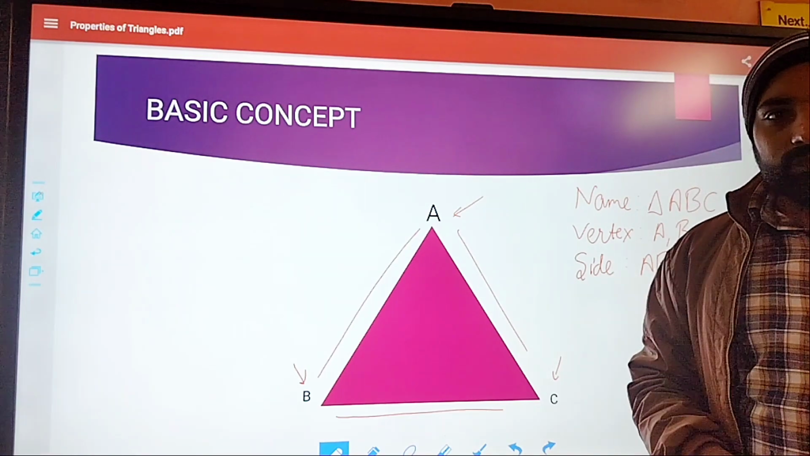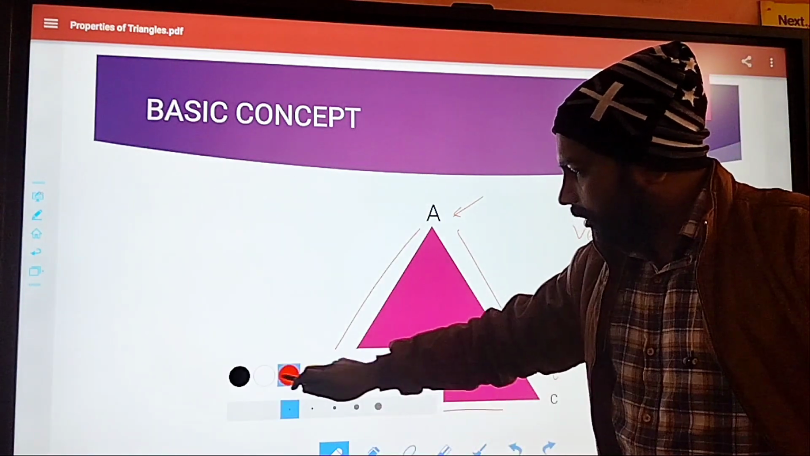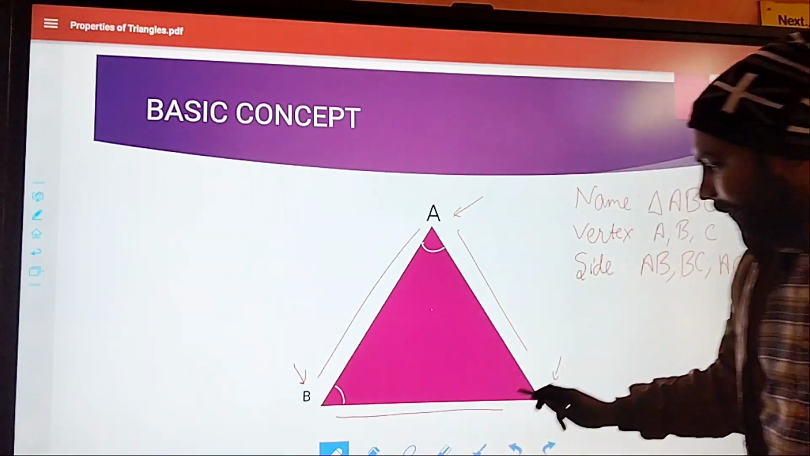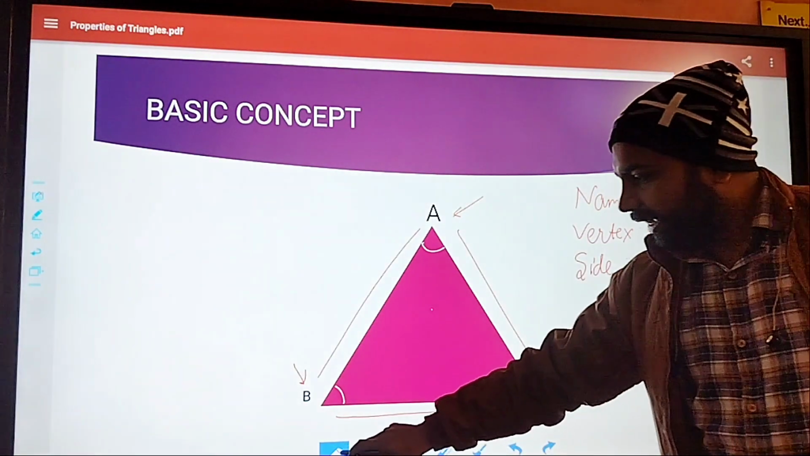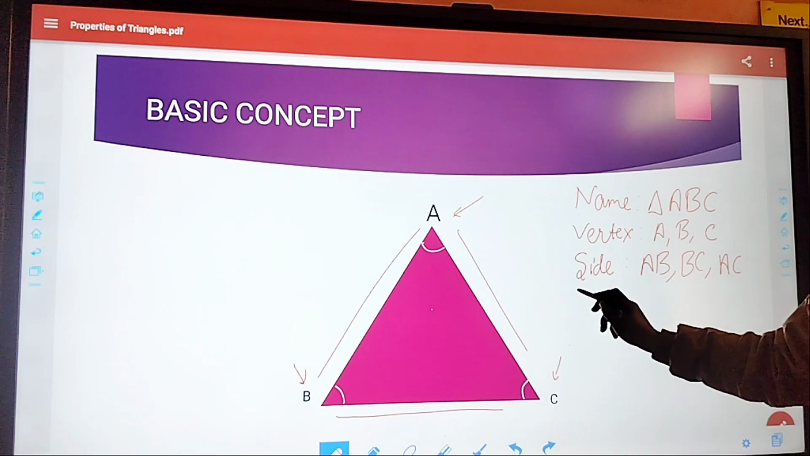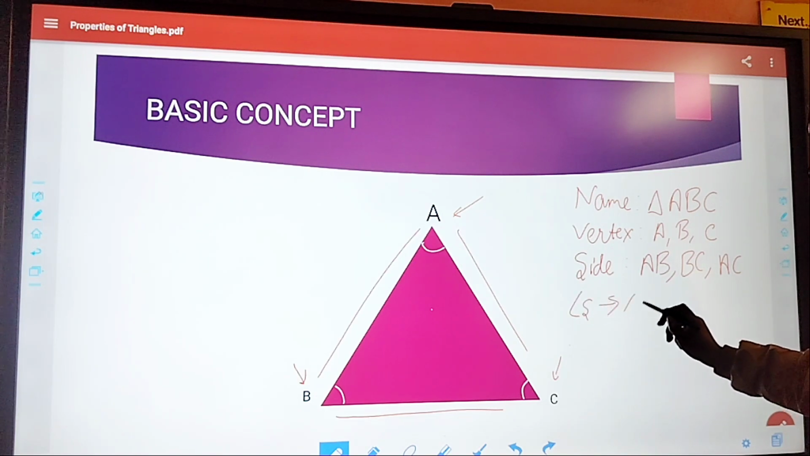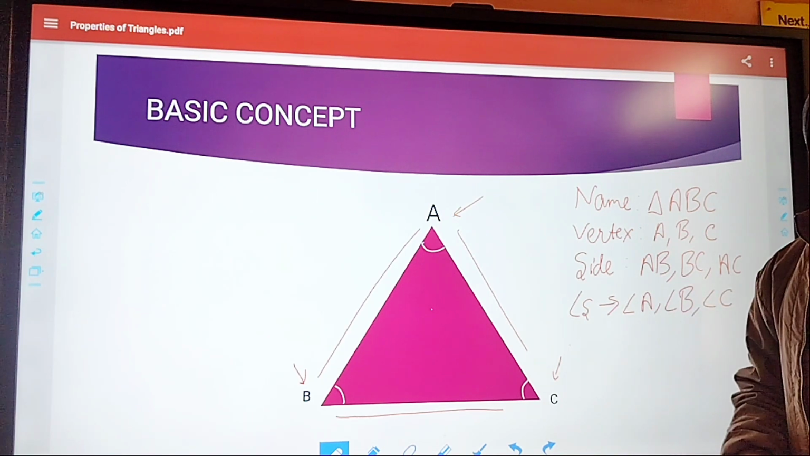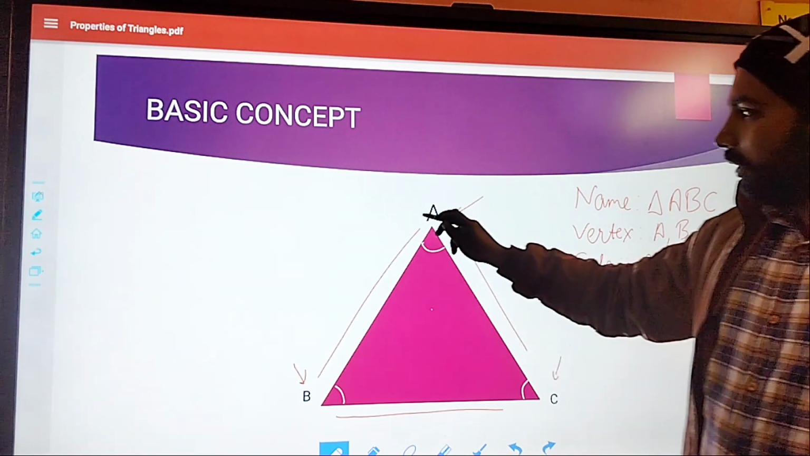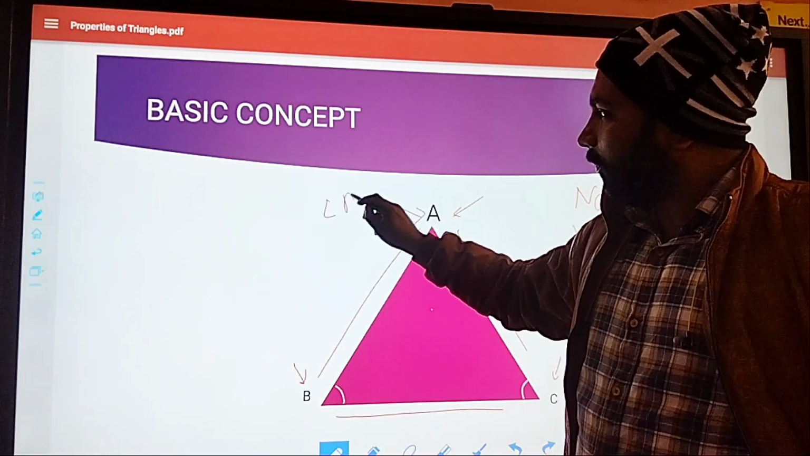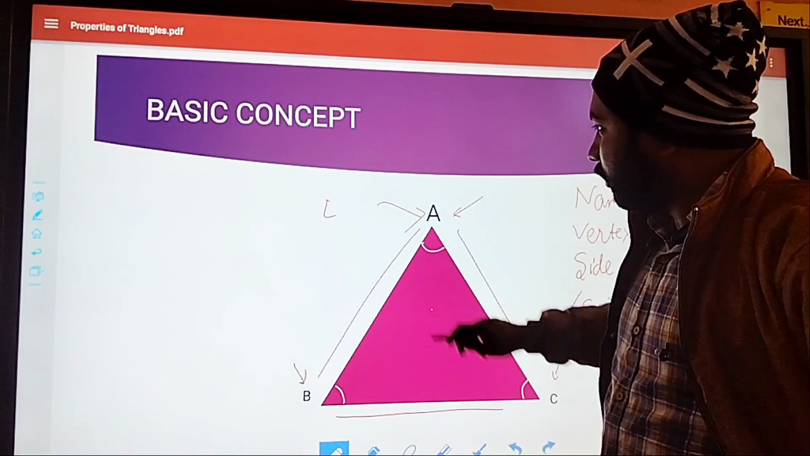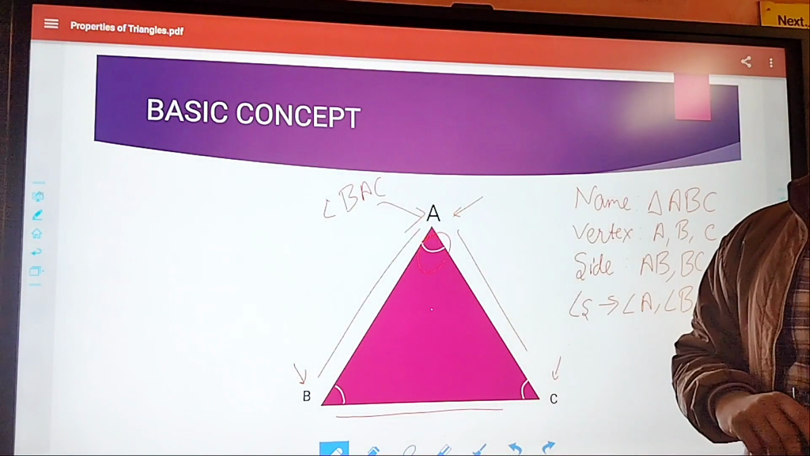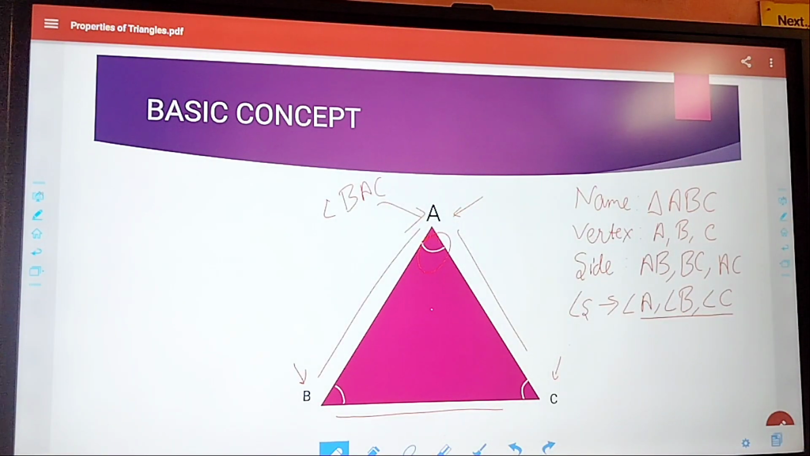After the sides, we will go for the angles of the triangle. As you can see, we have three angles, namely angle A, angle B and angle C. They can be written in full form also, as you can write angle A as angle BAC. This angle can be written as BAC also, or we can simply write it angle A.